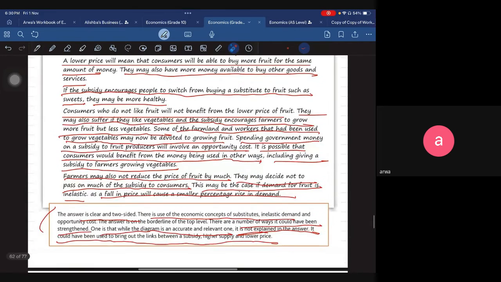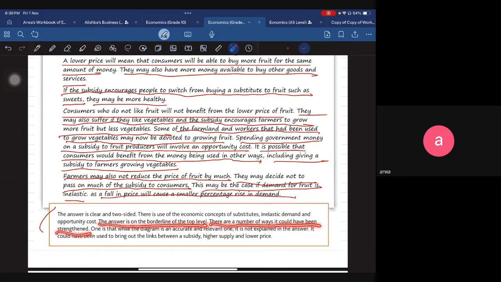Now, if you see what the examiner is saying, he said that the answer is on the borderline of the top level. There are a number of ways it could have been strengthened. One is that while the diagram is an accurate and relevant one, so it was accurate, correct, it was relevant, but it is not explained in the answer. He did not explain it that way.